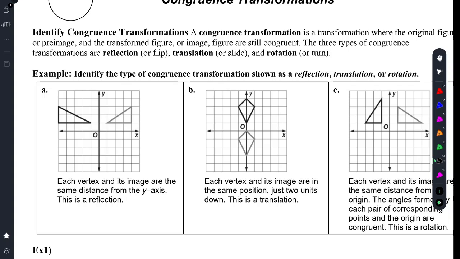I think this picture's bad. Isn't this picture bad on example A? I think it is. Yeah, it's so bad. It needs to be like this. So fix the picture, please.